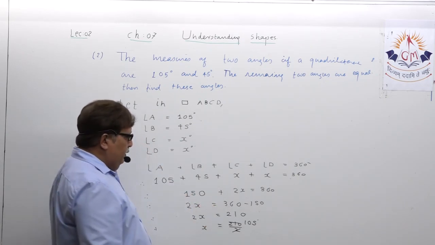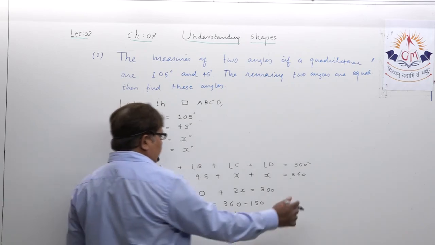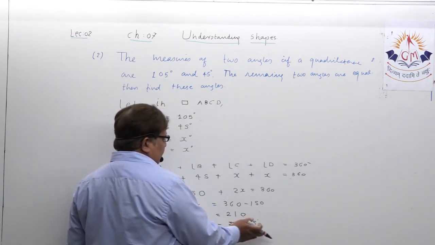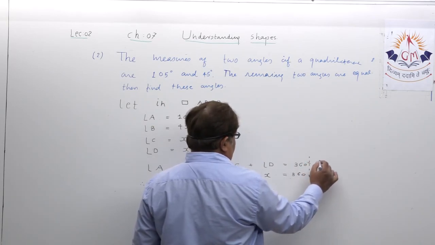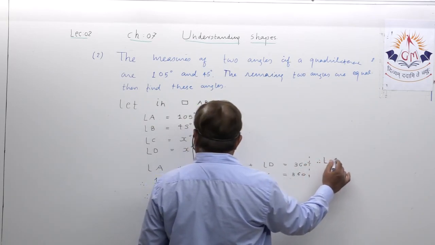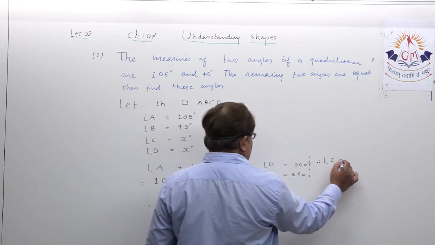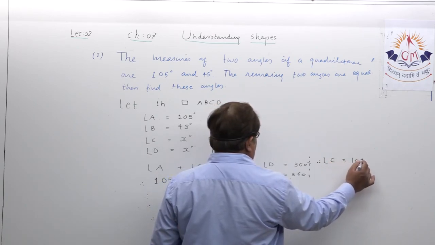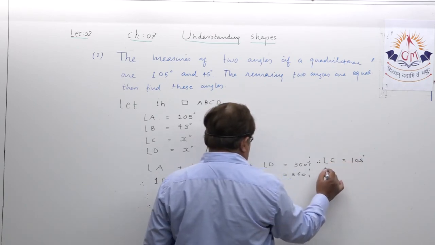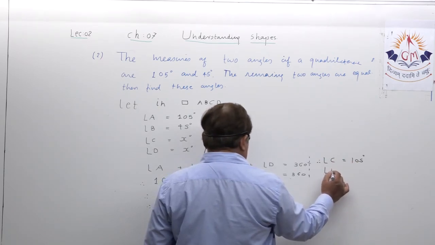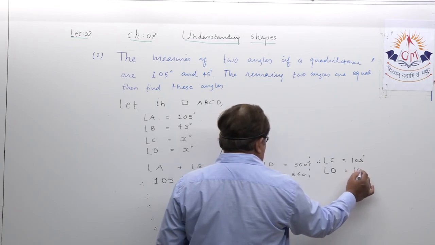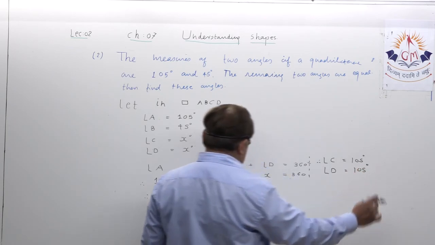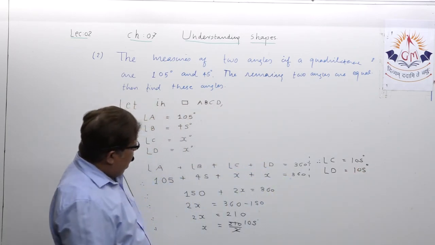It means you got both angle C as well as angle D, because both the angles you supposed as 105. So how will you write? I'm not writing it here, I'm writing here. You just continue, okay? Therefore, angle C equal to 105 degree and angle D equal to 105 degree. Is it clear in your mind?